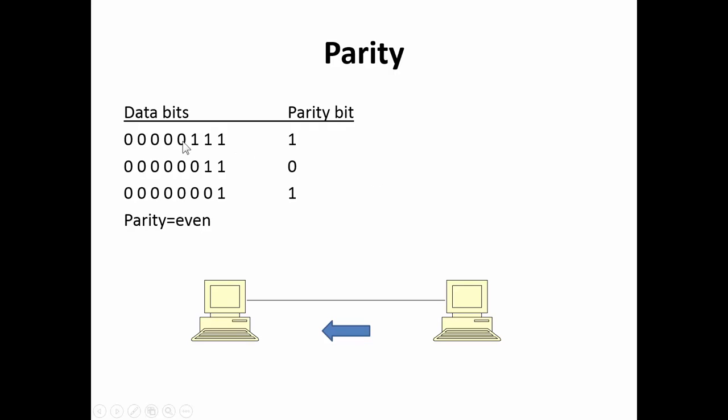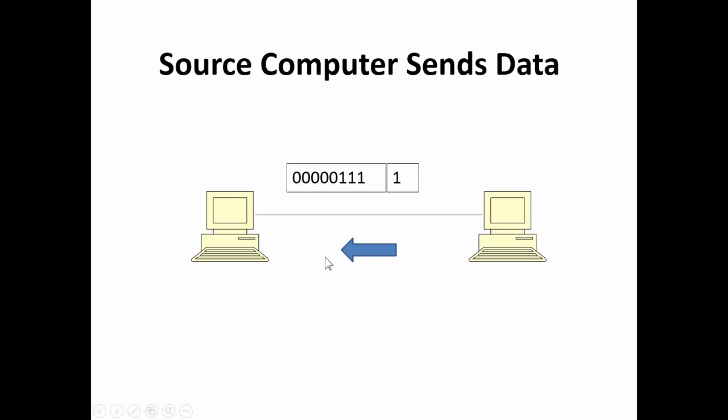Here are the examples. If one computer is going to send the number 7 to another computer, which is 3 ones, the parity bit is set to 1, so we always have an even number of ones. If one computer is going to send the number 3 to another computer, which is represented as 2 ones, then the parity bit is set to 0, so we will always have an even number of ones. If one computer is sending the number 1 to another computer, which is 7 zeros and a 1, then the parity bit is set to 1, so we always have an even number of ones.